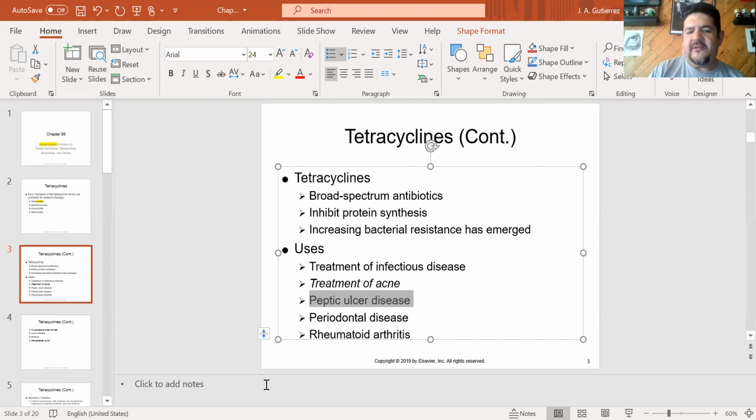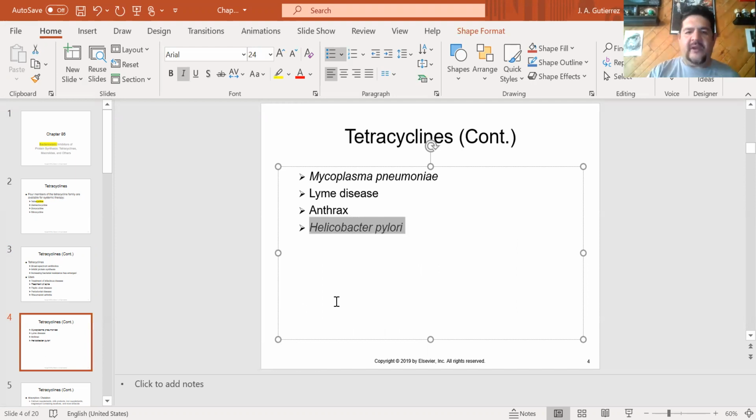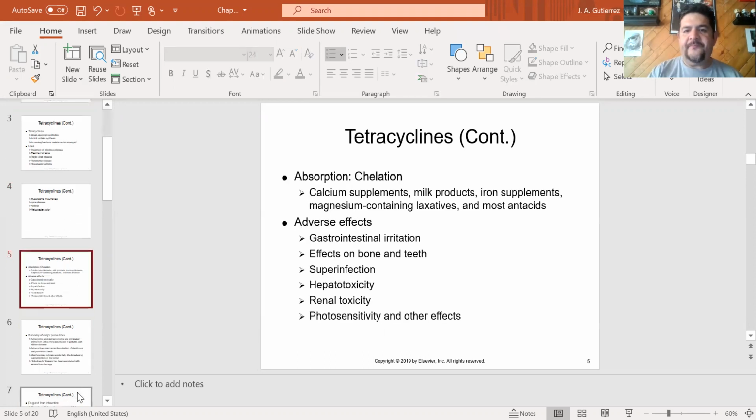It can be used for periodontal diseases. That means that dentists like to prescribe this antibiotic. It can be used for rheumatoid arthritis. It can be used for Mycoplasma pneumoniae, which is a type of pneumonia. Lyme disease, anthrax, and again, we already mentioned H. pylori, peptic ulcer disease. So far, the highlights for tetracyclines are acne and H. pylori. For acne, it can be used by itself. To treat H. pylori, it has to be in combination with the other antibiotics that we saw last week.